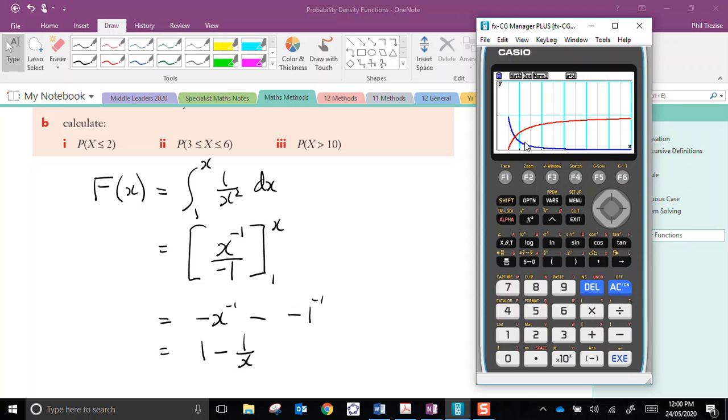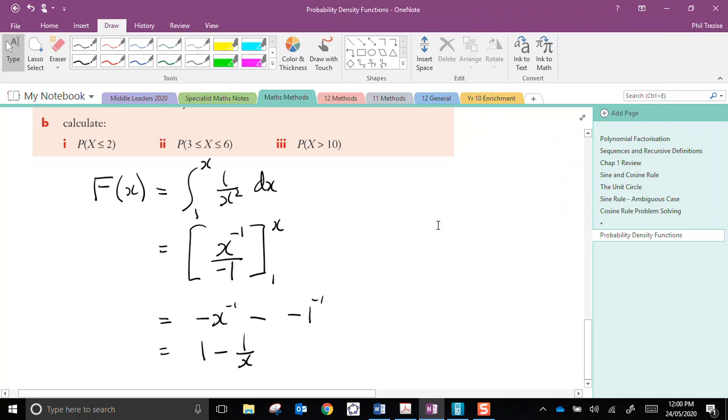So the blue line is my probability density function. That's the one where the total area under the blue curve equals 1. And this one is the cumulative density. Notice that it gets closer and closer to 1, but it would never exceed 1. That's 1 minus 1 over x, the red one.